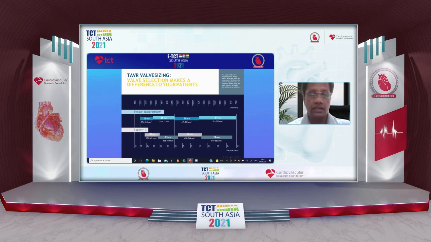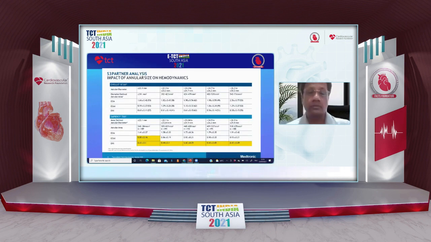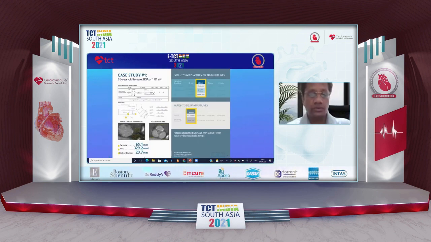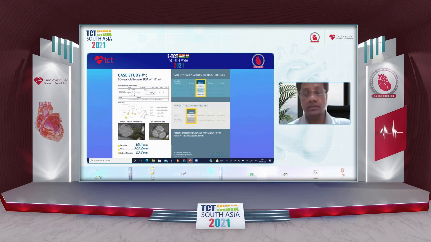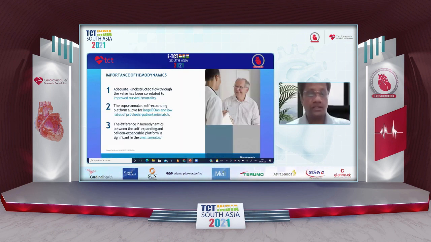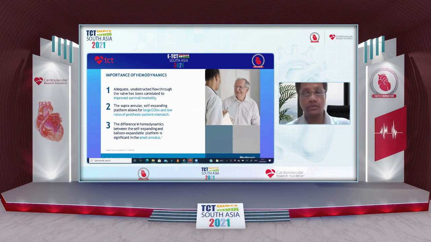So if you had an annulus of 17 to 19, you will be left with a 20 balloon expandable or a 23 self-expandable valve, which gives a better orifice area. So this is one example: body surface area is 1.81, and with a 20 millimeter derived, you will get a 26 valve with no gradient, but a 20 valve with gradient up to 10 to 12. So adequate unobstructed flow is important. Supra-annular self-expanding gives you that, and over a period of time, the difference in hemodynamics will reflect, especially in the small valve outcomes.